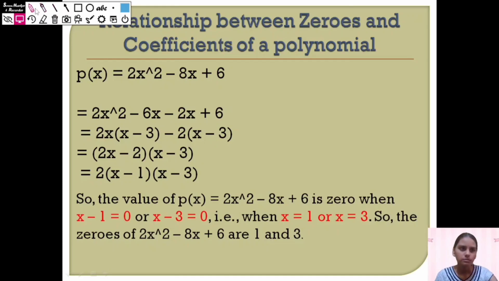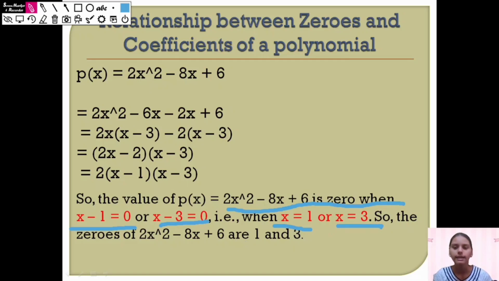So for this polynomial, the zero is when x minus 1 is equal to 0 or x minus 3 is equal to 0. If you send this minus 1 from the left hand side to the right hand side, it is going to be plus 1. In the left hand side, it is minus 3. If you send it to RHS, right hand side, you will get x is equal to plus 3. So the zeros of this polynomial are 1 and 3.